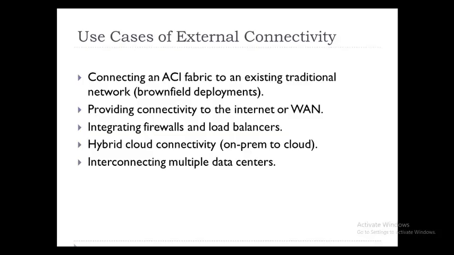Hybrid cloud connectivity. So you've got another cloud. ACI itself is a kind of data center cloud. You want to connect to another data center cloud, or on-prem to cloud. On-premises, you have ACI, and you've got another big cloud or another ACI. Then again, external connectivity is needed. Interconnecting multiple data centers. So for these reasons, we will think about external connectivity.